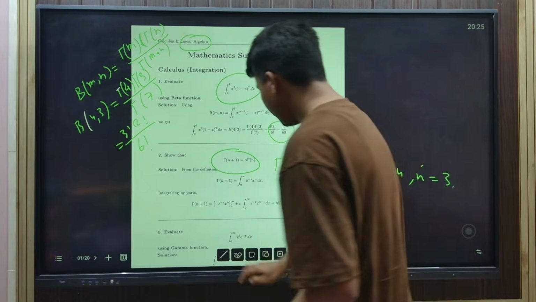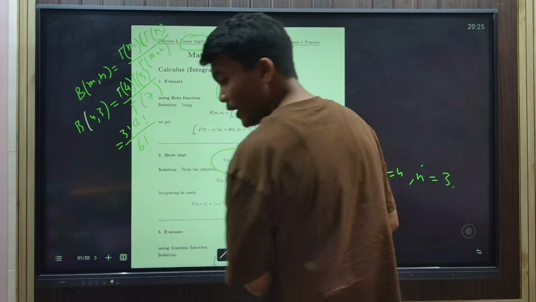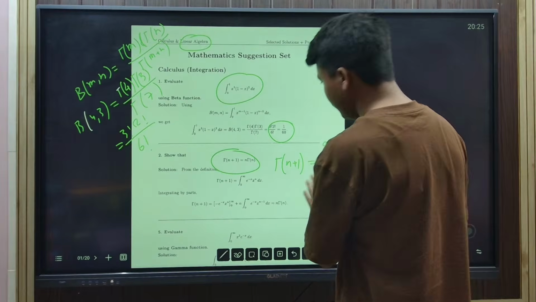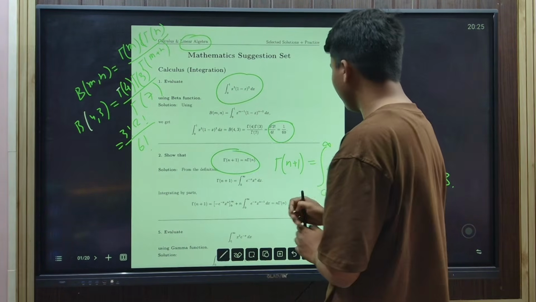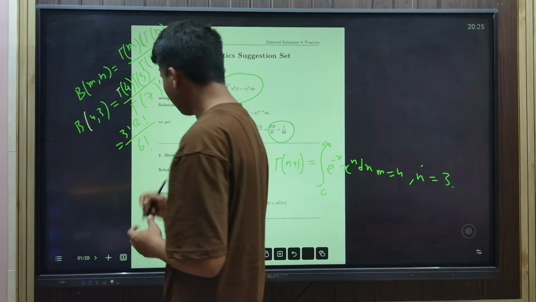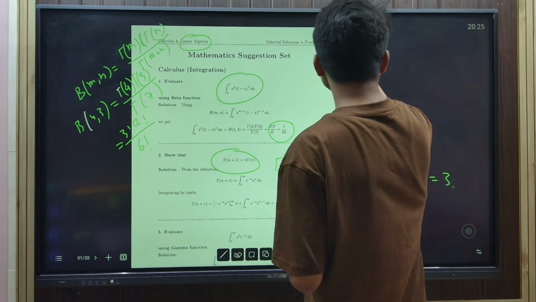Yeah. So what we have to do is show that gamma n plus 1 equals n gamma n. Gamma n plus 1 is basically, we know the property, right? We know that gamma n plus 1 is exactly equal to n gamma n. But how do you show that gamma n plus 1 is equal to n gamma n? So gamma n plus 1, what is gamma n plus 1?